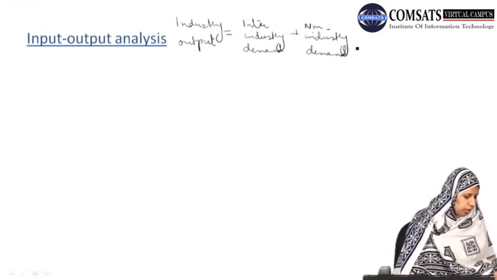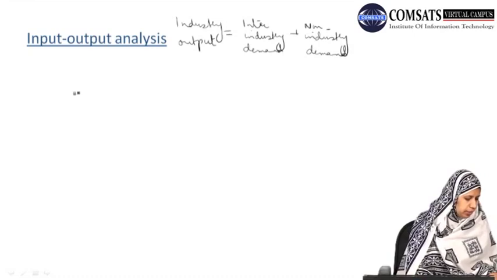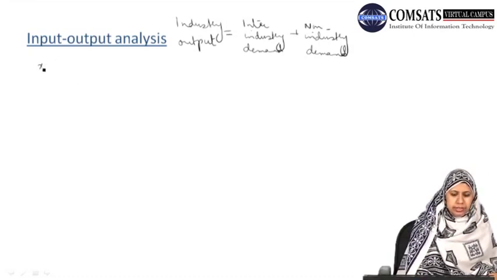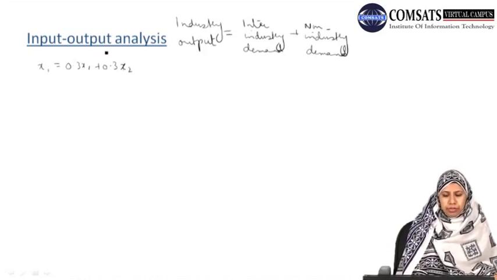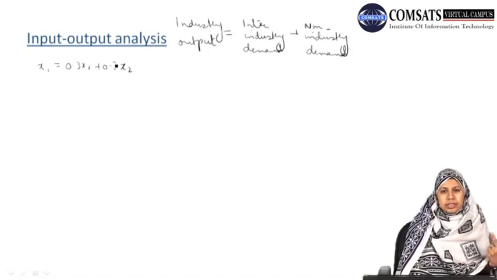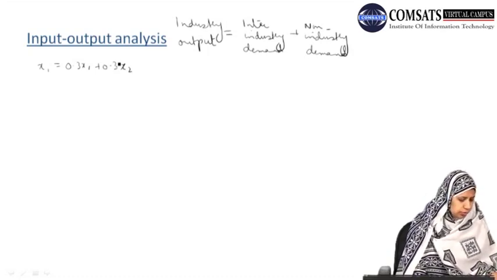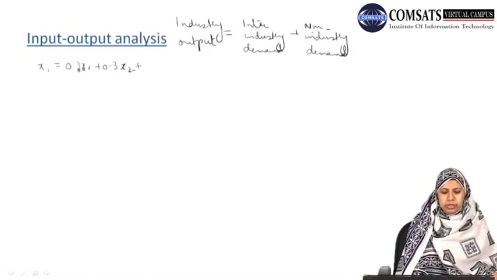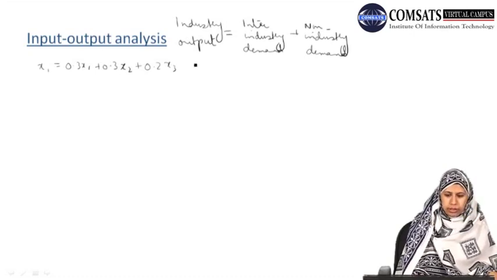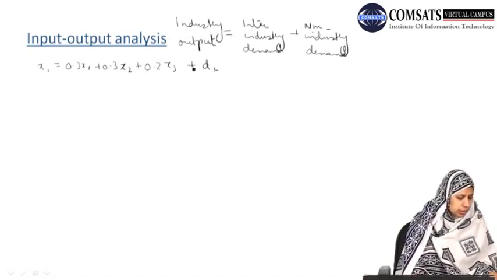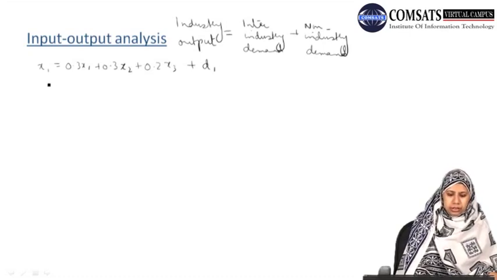Okay. For example, we are provided with the data that x1 is equal to 0.3x1 plus 0.3x2. As we have just said, this type of data gives us simultaneous equations. Suppose we are provided with the data 0.3x1 plus 0.3x2 plus 0.2x3 plus D1, where D1 is the non-industry demand.